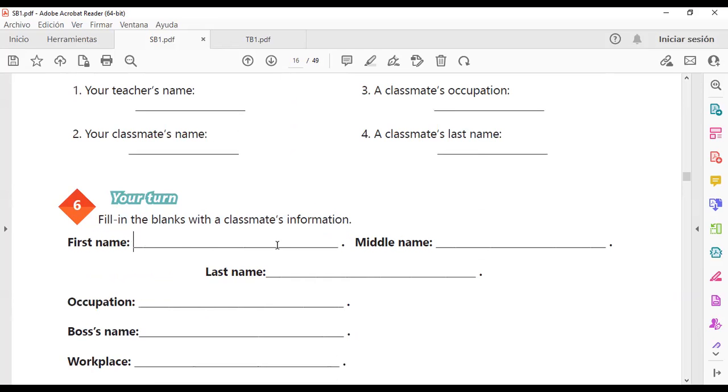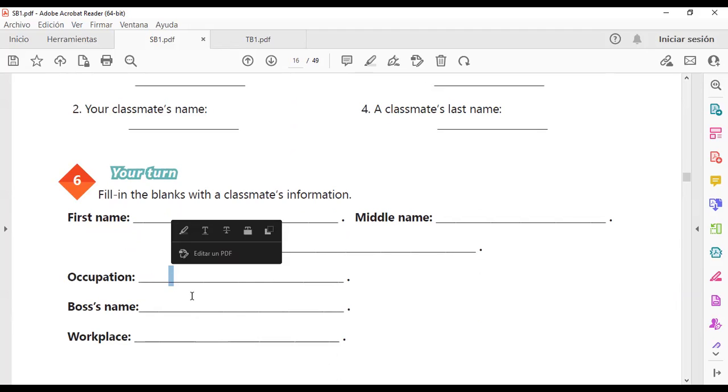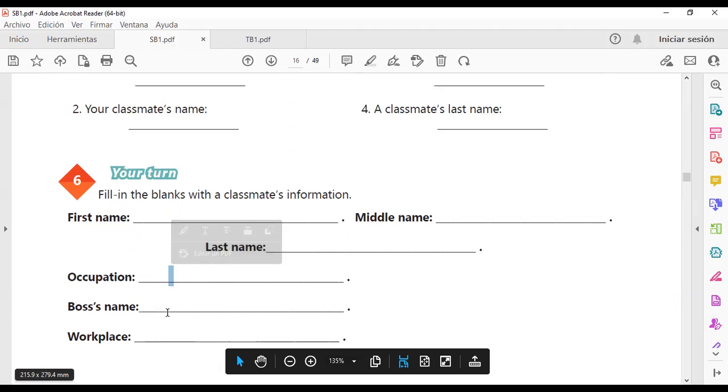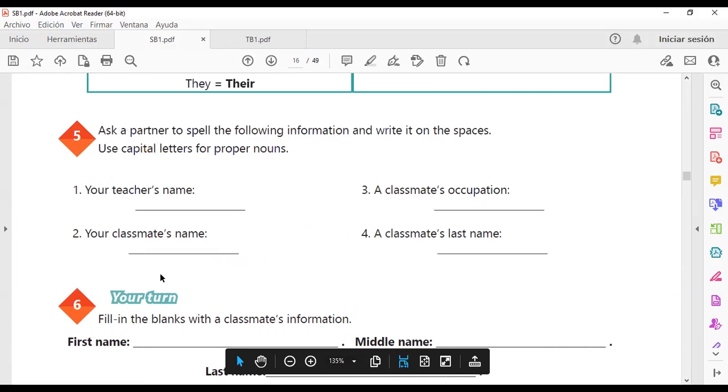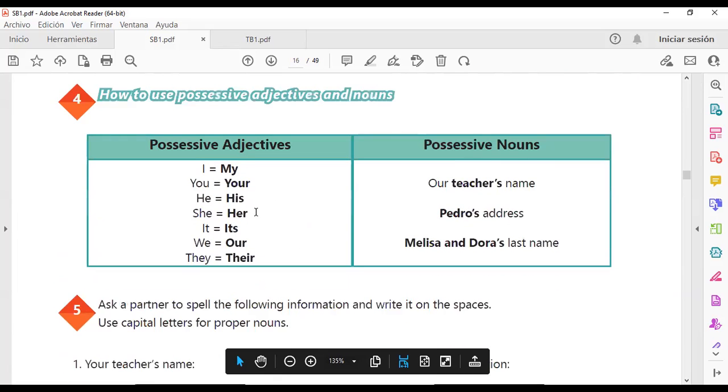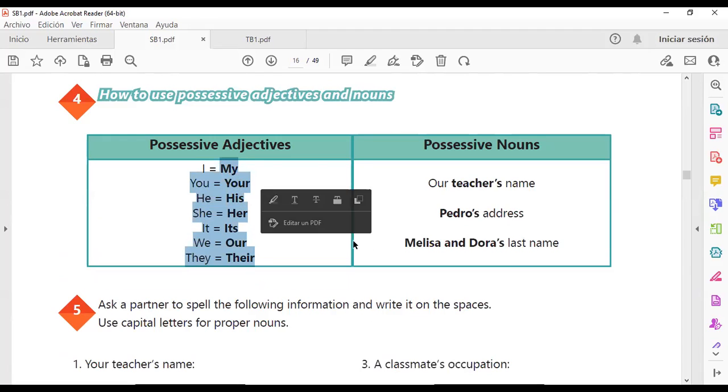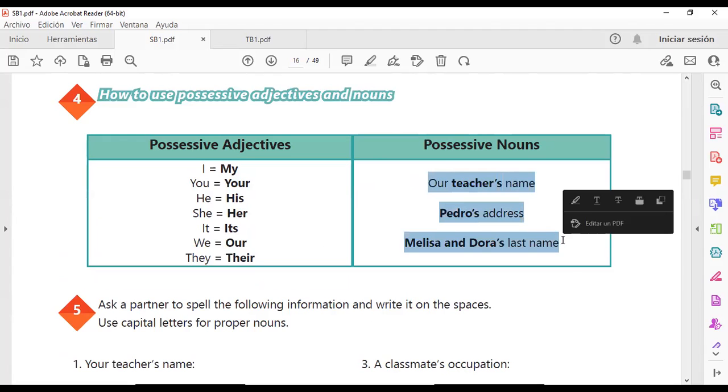What is his first name? What is his middle name? What is his last name? What's his occupation? What's his boss's name, workplace, etc. Now, what are you going to use, people? You're going to use possessive adjectives. Where else are you going to use? You're going to use the possessive noun case.